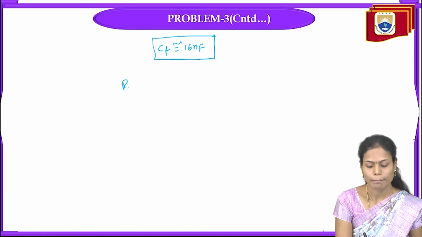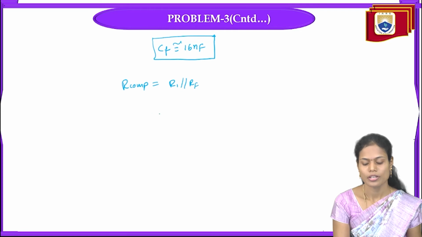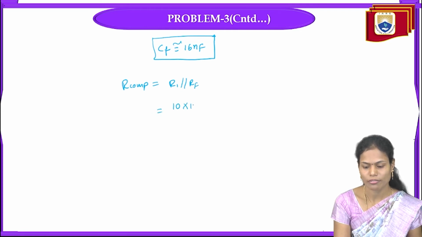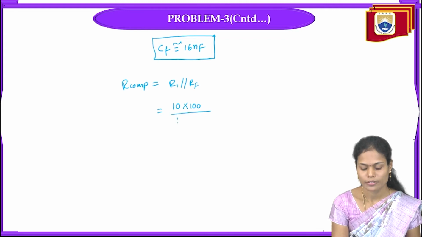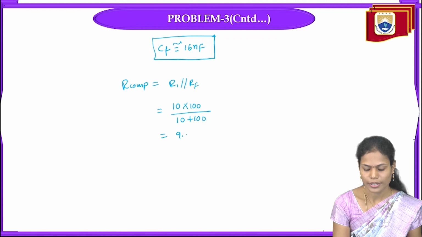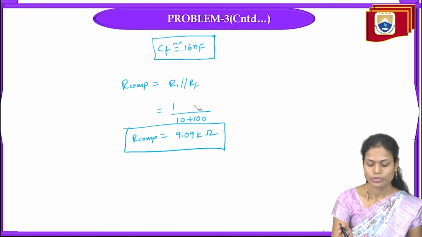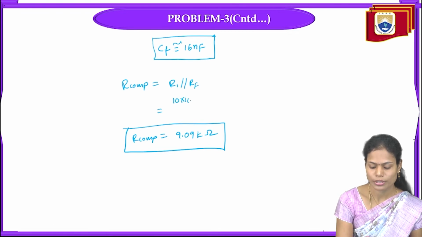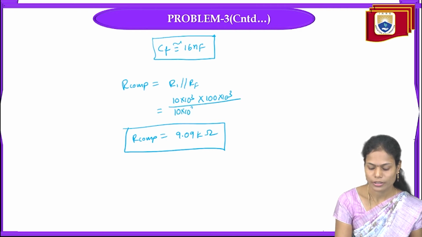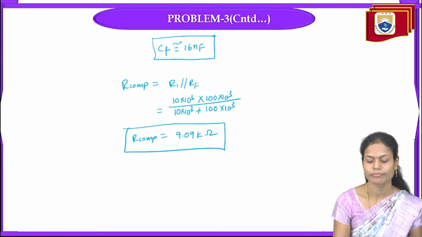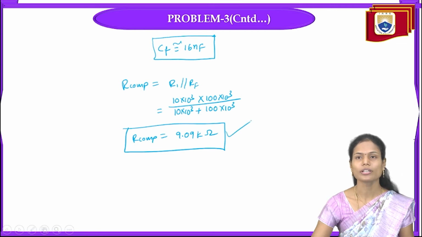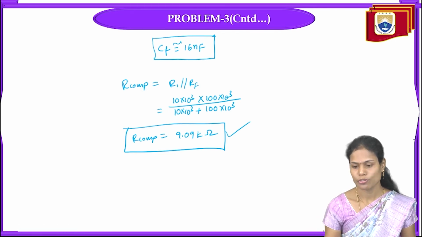And next, the R compensation value. The R compensation value is R1 parallel with RF here. So the R1 value is 10 and the RF value is 100, both in kilo ohms, divided by 10 plus 100, that is 9.09 kilo ohms. I'm sorry, these all are in kilo ohms, that is 10 into 10 power 3 into 100 into 10 power 3 divided by 10 into 10 power 3 plus 100 into 10 power 3. So we got our compensation value, and now we have all the values here.